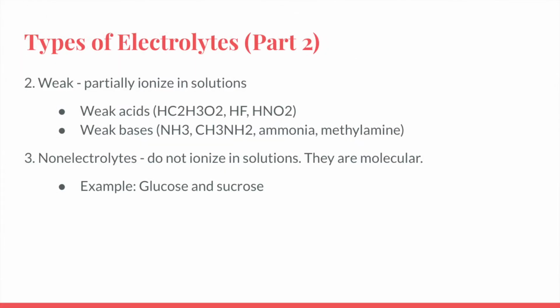The second type of electrolytes are weak electrolytes, and they partially ionize in solutions. They are weak acids and weak bases. The third type are non-electrolytes. They do not ionize in solutions. They are molecular, and an example is glucose.